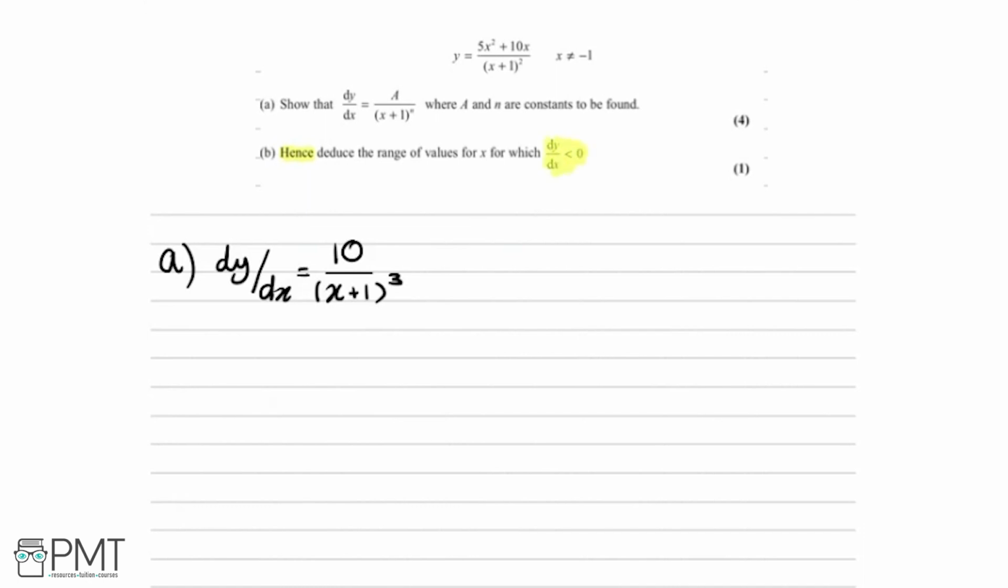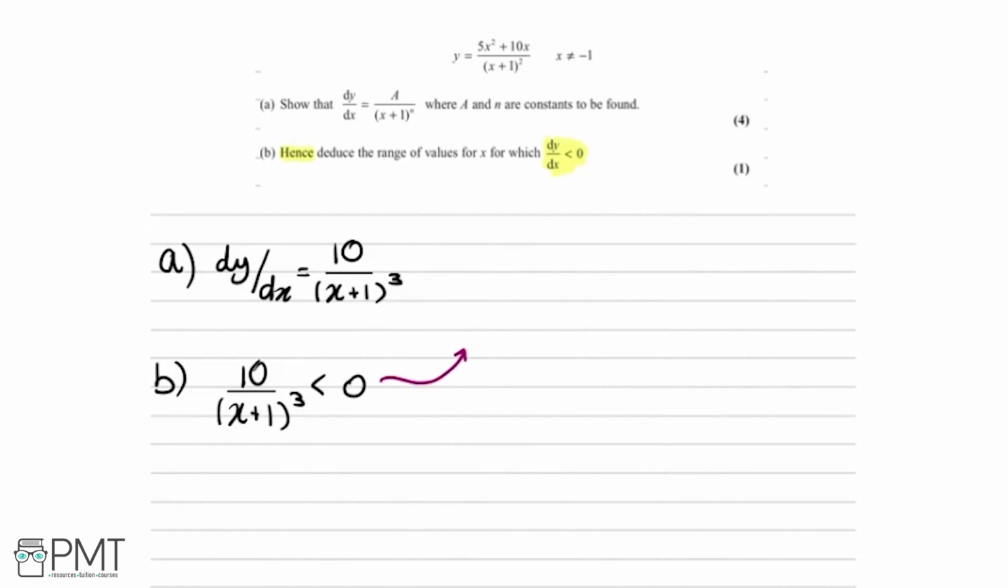So it says dy by dx is less than 0. Well, we know what dy by dx is from part A. So now what I'm going to do here, part B, is just replace dy by dx with what we worked it out to be. So that's 10 over x plus 1 to the power of 3 is less than 0. Brilliant. Now this is what we're going to try and solve and find the range of values for x for which this is true. Now we need to think about this quite logically.